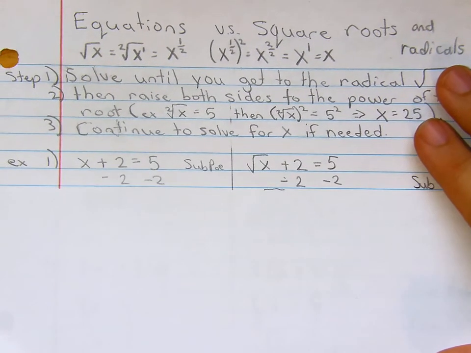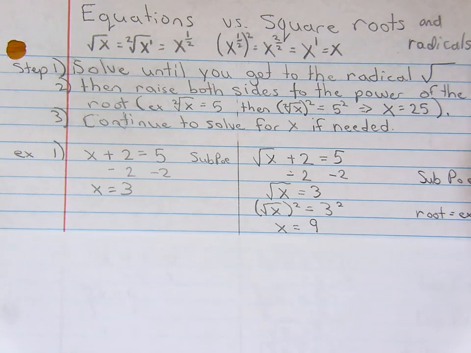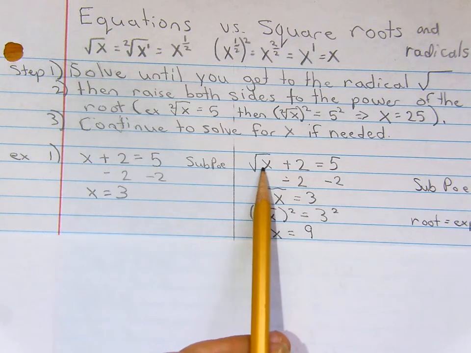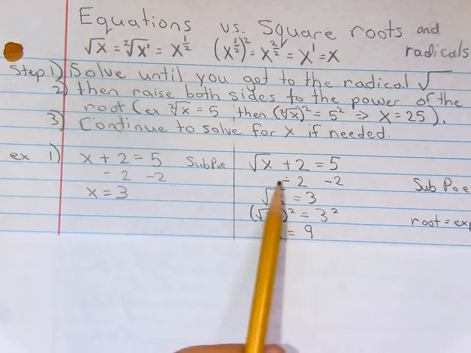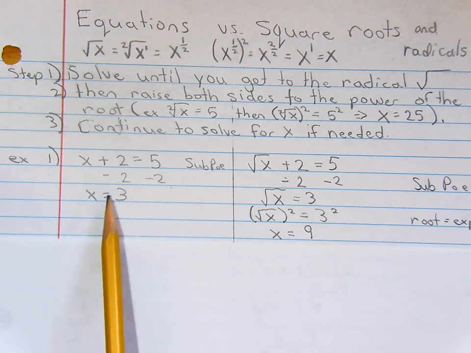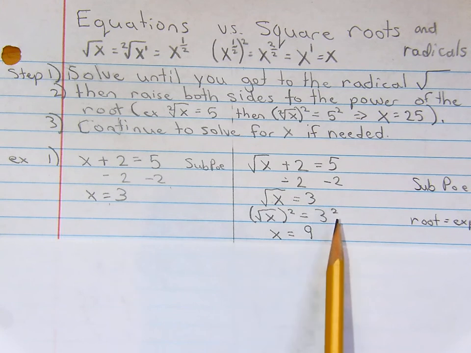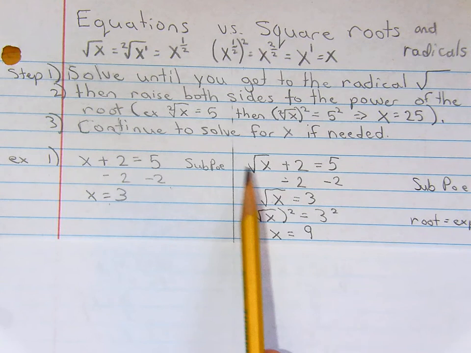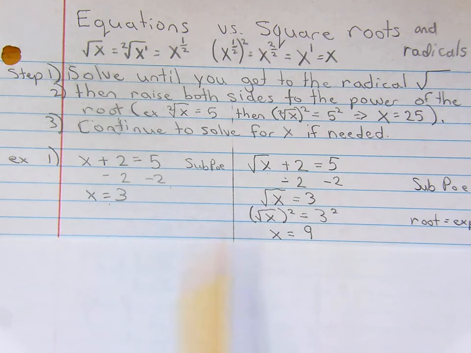So step 1. Here's our example 1. We have the square root of x plus 2 equals 5. We're going to use the subtraction property of equality on both sides, just like we would in a regular equation. But where this would be my stopping point in a normal equation, with the square root I have one additional step, which is to square both sides. So now I have x equals 9. So the square root of 9, which is 3, plus 2 equals 5. True statement.